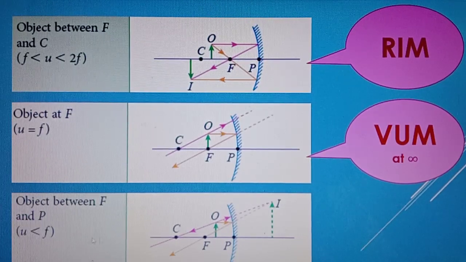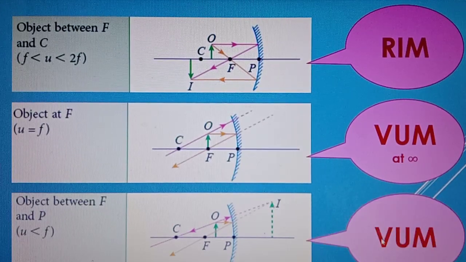And then U less than F, close to the mirror. Same thing, you draw parallel light rays, reflect, pass through F. From C, it will be bounced back along the same path. You can see it also will never meet in front of the mirror. What you do, you extend to the back, and you can see it will intercept here. So this is a virtual image because it is formed in the mirror. The size of the image is bigger, so we get virtual, upright, magnified.